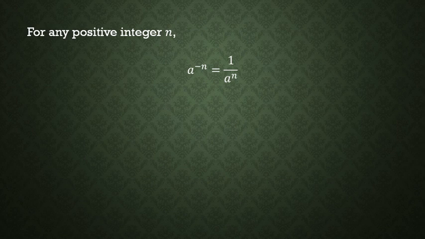Now for some properties. For any positive integer n, if you have a to the power minus n, that's the same thing as saying 1 over a raised to the power n. So if the exponent is negative, the way that you can make it positive is to send it down to the bottom of your fraction. If you had a negative exponent on the bottom of your fraction, you can make the exponent positive by putting it up to the top. So say I had 1 over a to the minus second. This is the same thing as saying a to the second, or a squared.